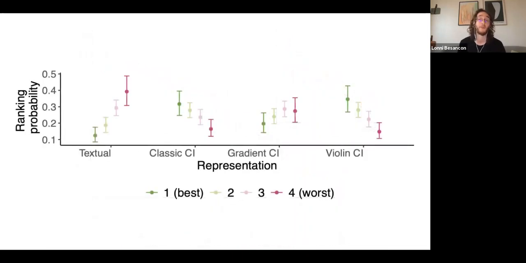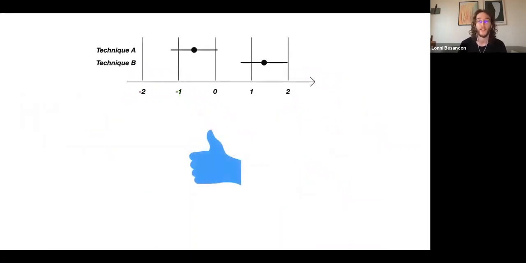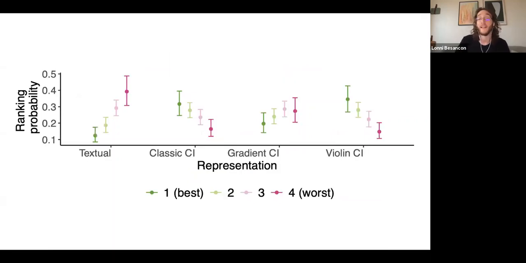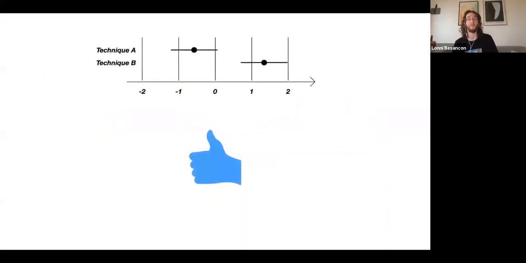Then we also asked people what their favorite representations were. And it was no surprise that textual representations would not be well appreciated, but that classic CI representation and violin CI, probably because people are used to them, were actually quite liked by people. Now, again, dichotomous inferences don't only happen when you have one confidence interval or p-value.